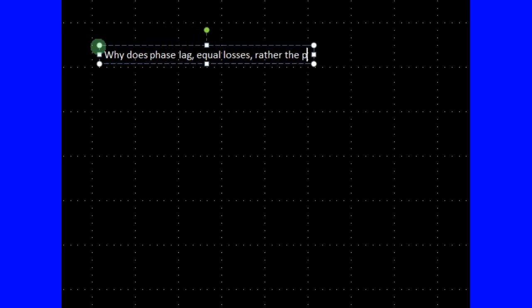Today we're going to answer the question, why does phase lag equal losses rather than phase tangent? So let's take a look at this question.